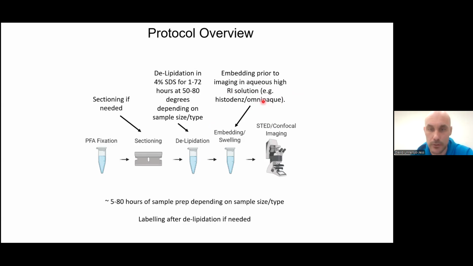So this, I would say, is one of the simpler clearing protocols, and it's reasonably fast. It's anywhere from 5 hours up to 80 hours, and this depends again on the sample size and type. And if you don't have fluorescent proteins and you have to stain your sample, this of course adds some time also. I will get back to this later. You would do this after the delipidation step and before embedding, adding an antibody staining step.